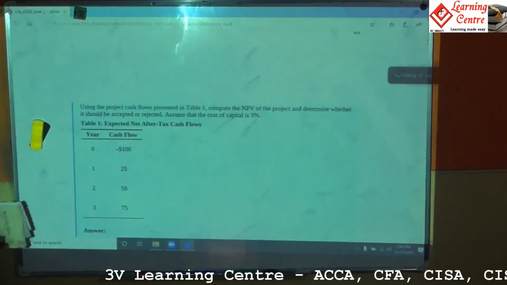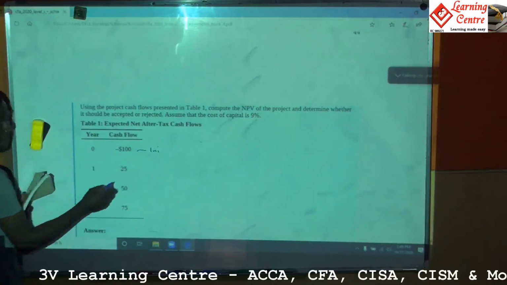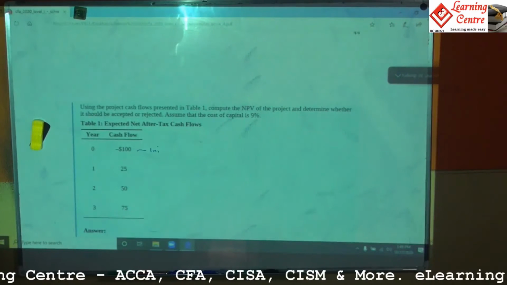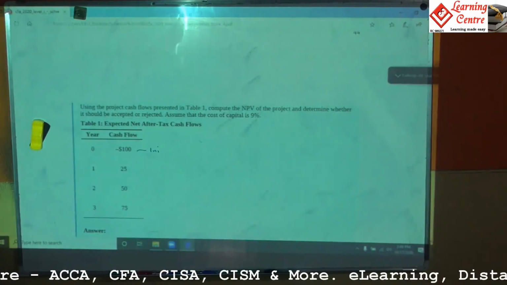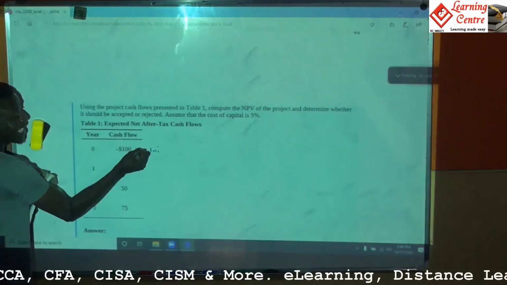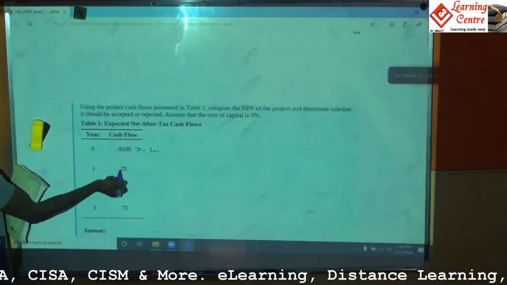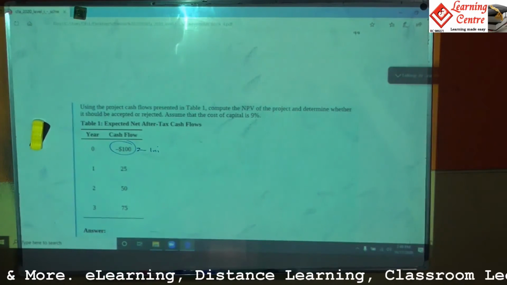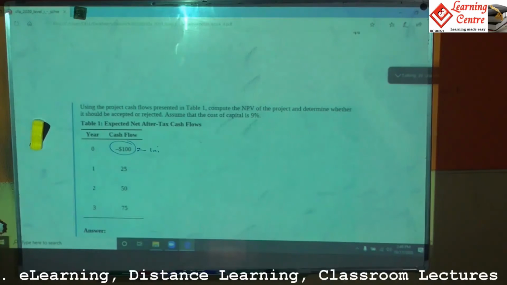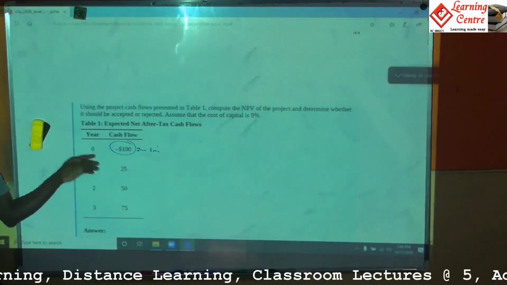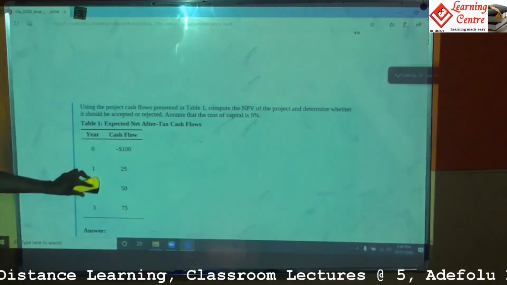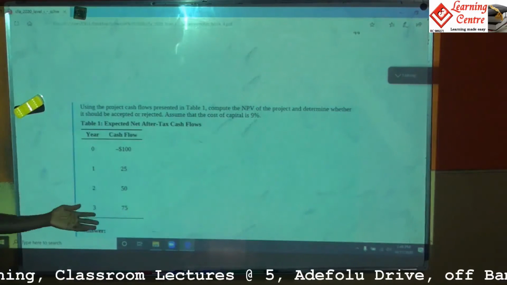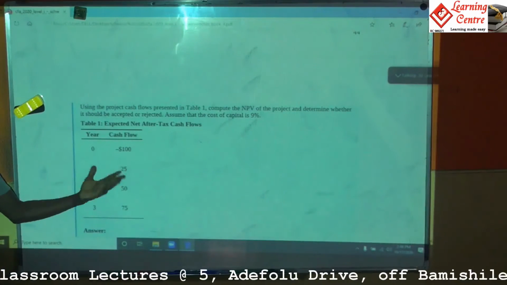So first of all, what do we mean by initial outlay? Somebody from the last class: use money to get money. This is what you are putting in, and this is what is coming in yearly. So you are putting in $100,000, say $100. So if you have invested 100, you expect 25, 50, 75. At the end of the year, they are not asking whether it will be profitable or not.